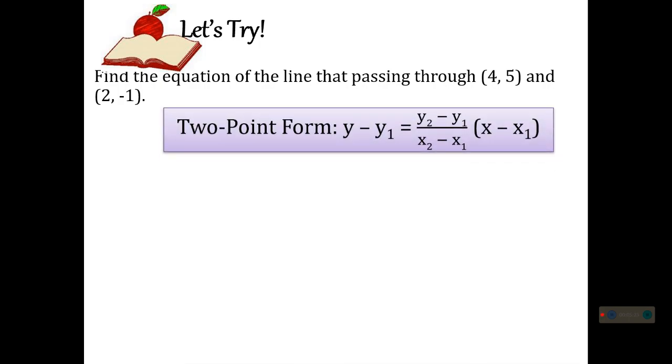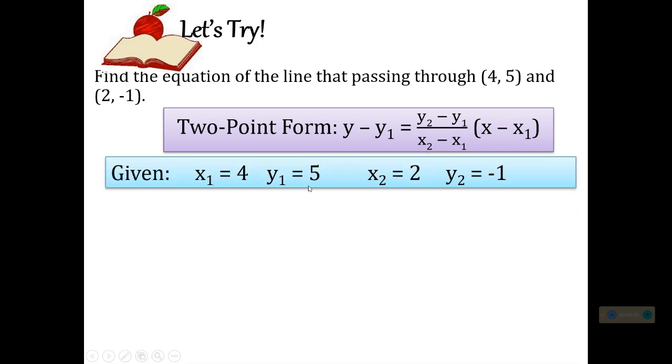Okay? So, we have here the 2-point form. The 2-point form is y minus y sub 1 equals y sub 2 minus y sub 1 all over x sub 2 minus x sub 1 times the quantity of x minus x sub 1. Okay, so it's too long, no? But you have to memorize this, okay? So that on our Google Forms to be sent later, you can answer that accurately.